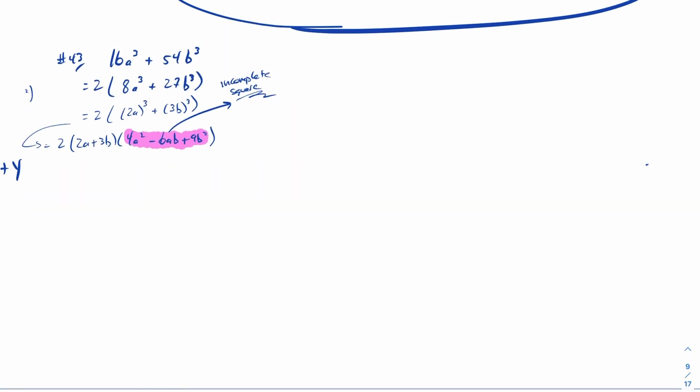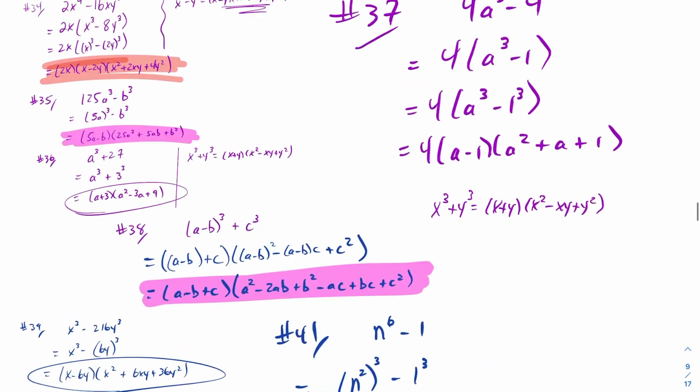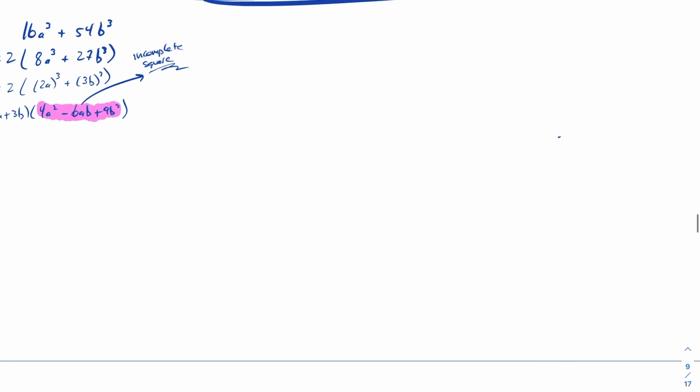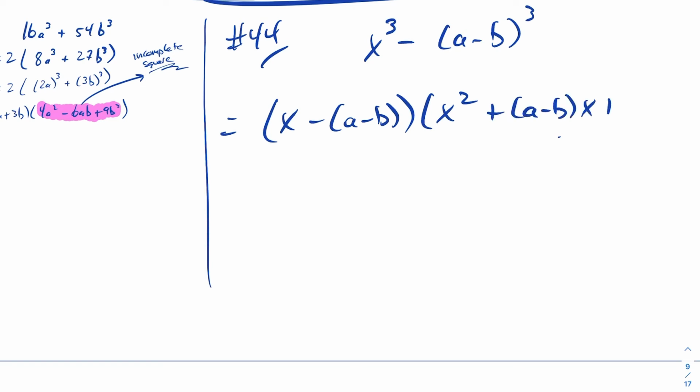Okay, so there's 43. And now we're going to look at 44 as x cubed minus a minus b cubed. So for something like this, it's already set up as a difference of squares. So you can go x minus y. Don't forget those brackets. And you're going to square that first term, the product of the first two terms, and then you're going to square the last term.